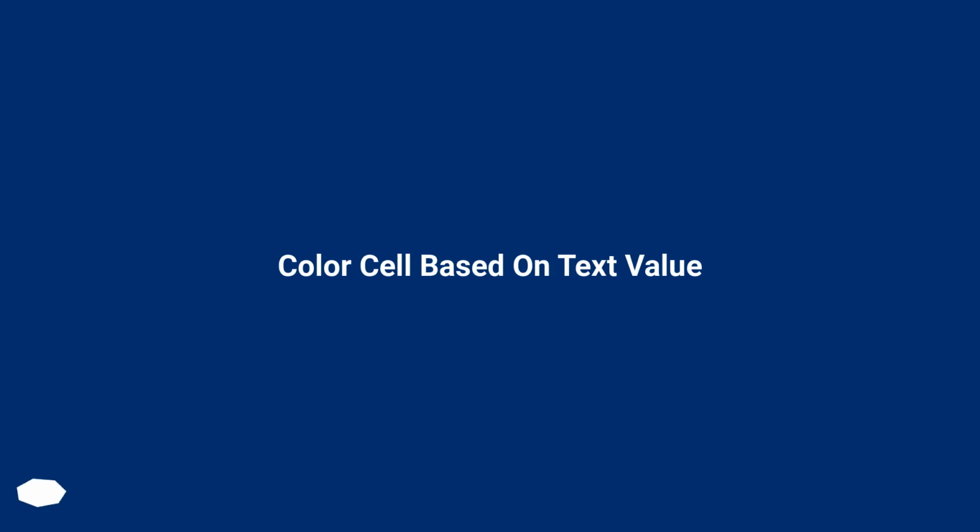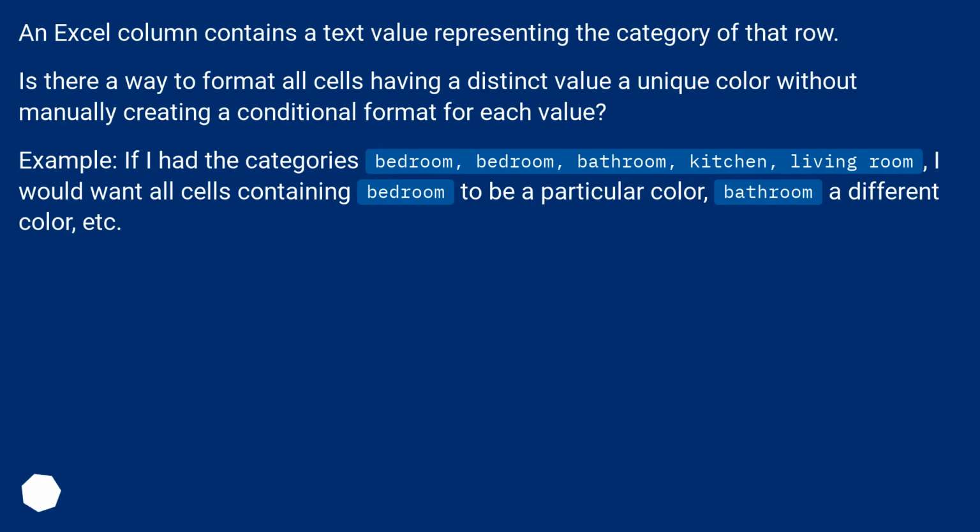Color cell based on text value. An Excel column contains a text value representing the category of that row. Is there a way to format all cells having a distinct value a unique color, without manually creating a conditional format for each value? Example, if I had the categories bedroom, bathroom, kitchen, living room, I would want all cells containing bedroom to be a particular color, bathroom a different color, etc.